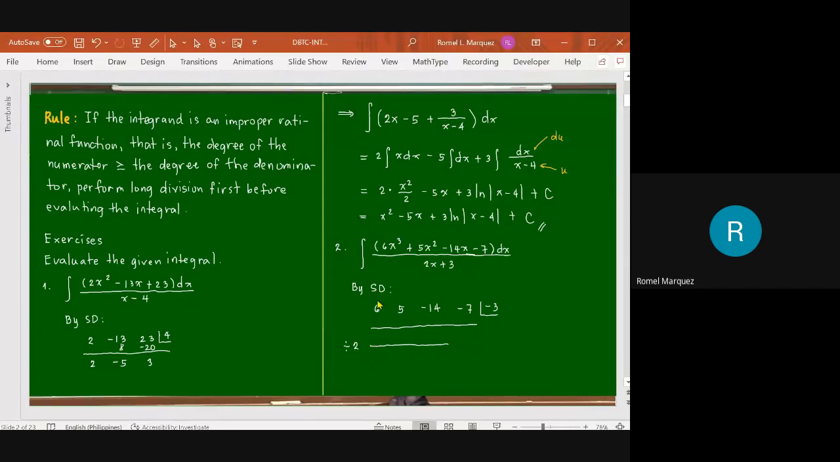Okay, guys? So bring down, divide by 2, so that is 3. Multiply by negative 3, that is negative 9. Add, so that is negative 4. Divide by 2, negative 2. Multiply by negative 3, positive 6, add negative 8, and then divide by 2. So that is negative 4. And then multiply by negative 3. That is negative, so positive 12. Add, so that is positive 5. So this is the remainder.